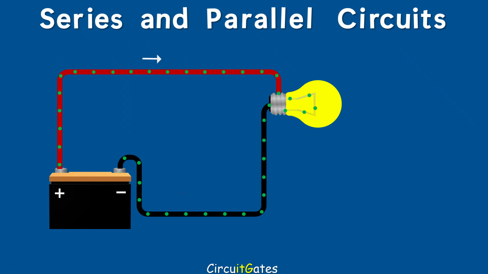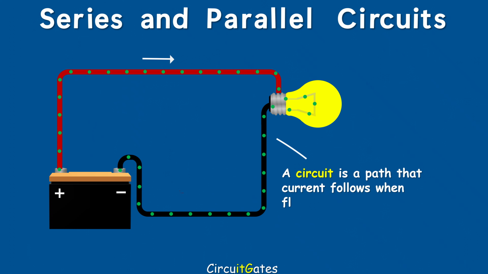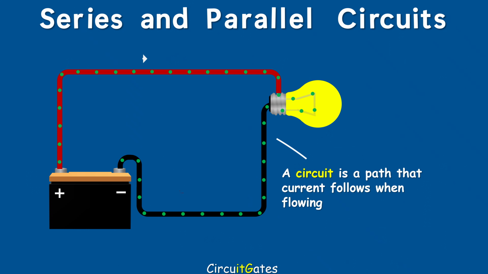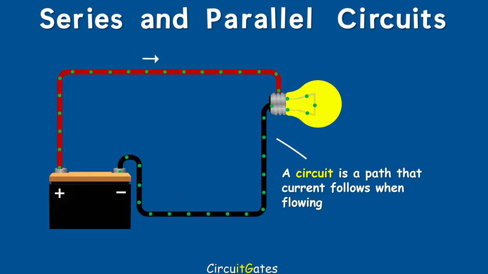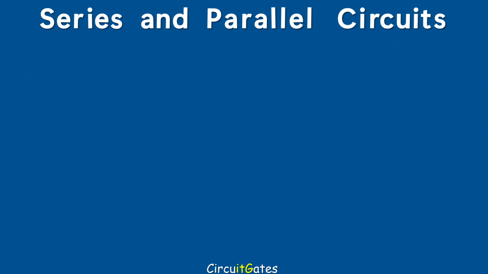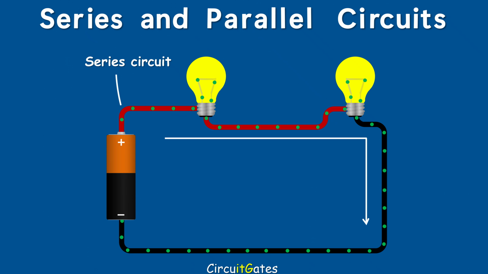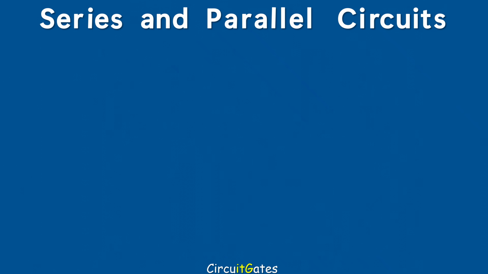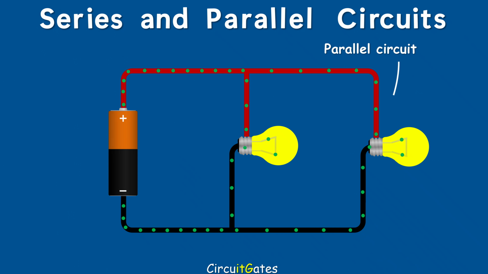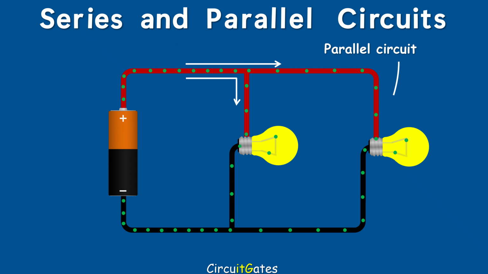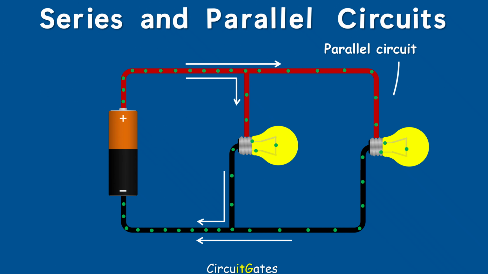Let's first look at a circuit. A circuit is a path that current follows when flowing. When connecting two or more components to a circuit, we either connect them in series, in parallel, or a combination of both. In a series connection, electrical components are connected in the same path. They are connected one after the other. While in a parallel connection, electrical components are put into different paths. The circuit splits into different parts feeding different components and then combines back after the components.